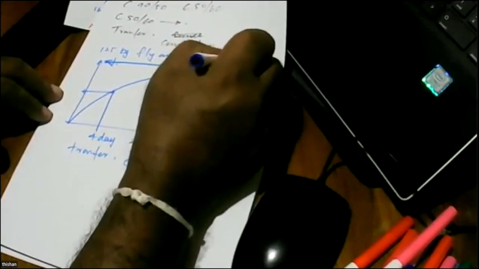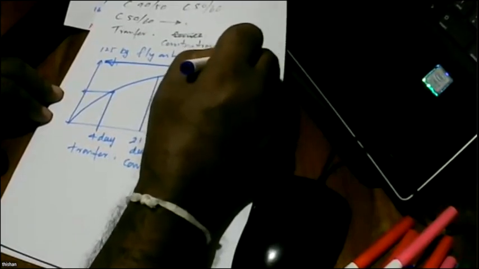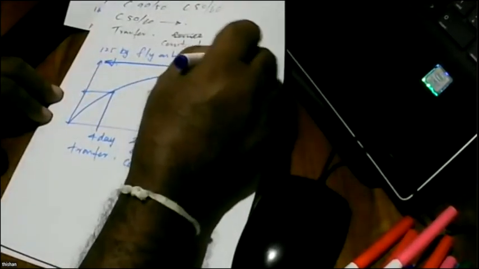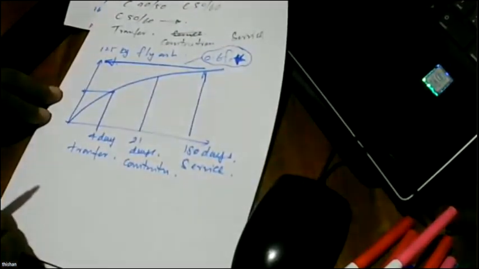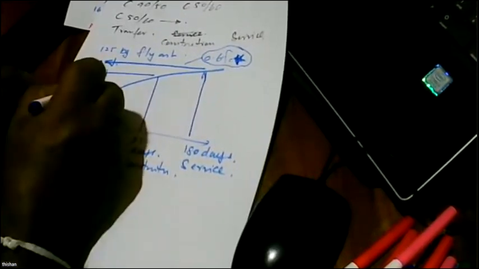The moment we know this, we use this strength for calculating 0.6 FCK. I'm referring to the corresponding value, not directly from this one. So we can use this value for service, we can use this value for construction, and we can use this value for transfer.